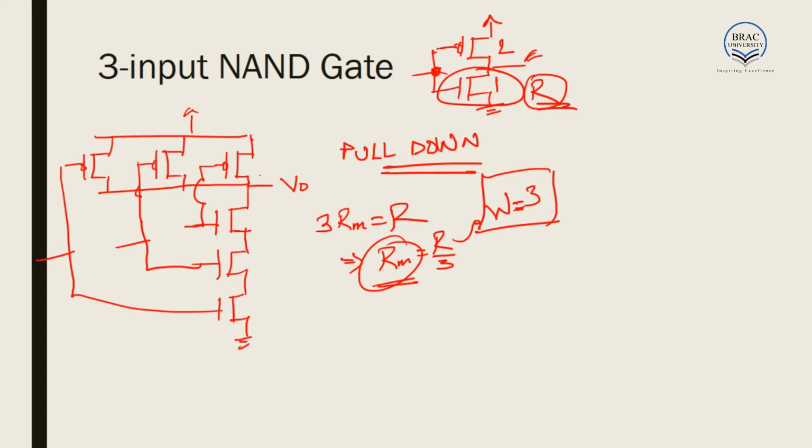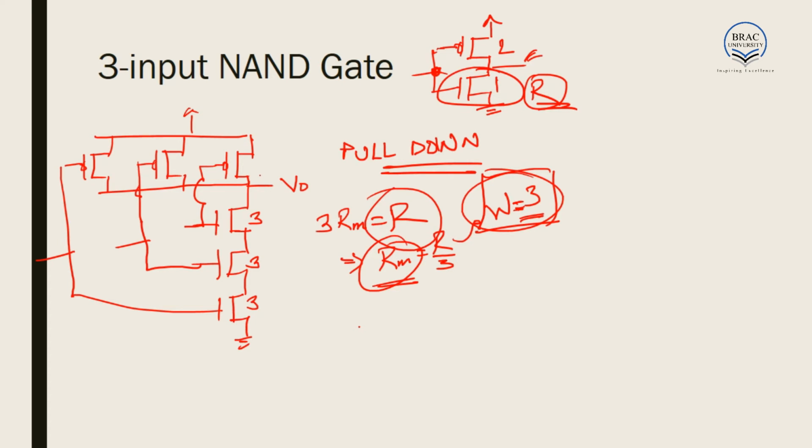So as a result, we'll get 3 times the capacitance, and the output would be R. Since the width is 3, we are writing the size of these MOSFETs as 3. Now let us consider the PMOS.